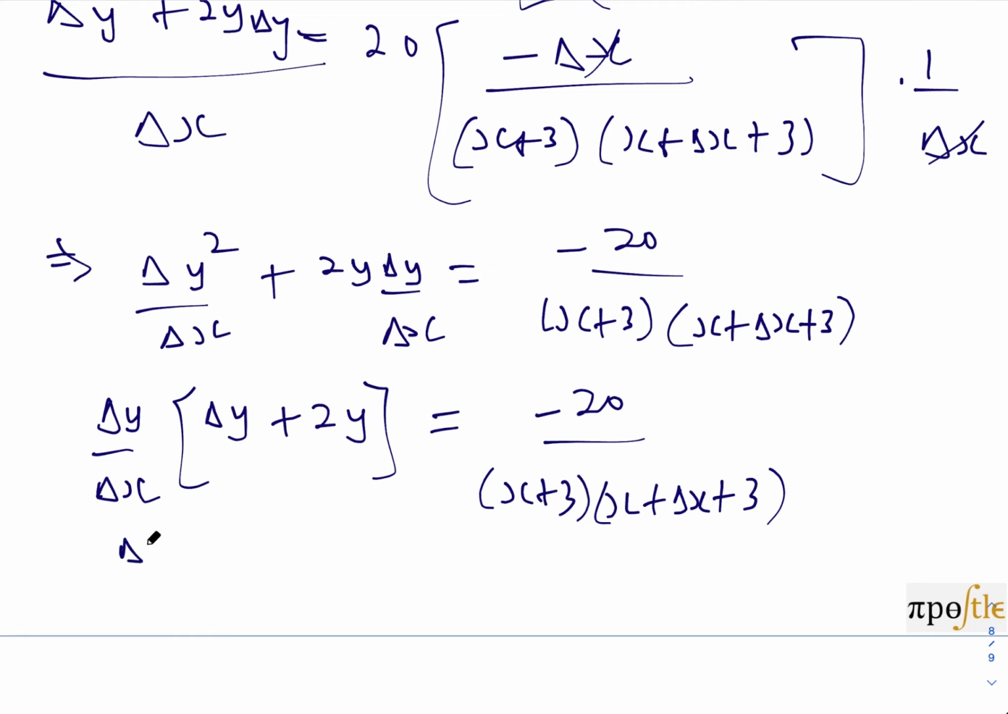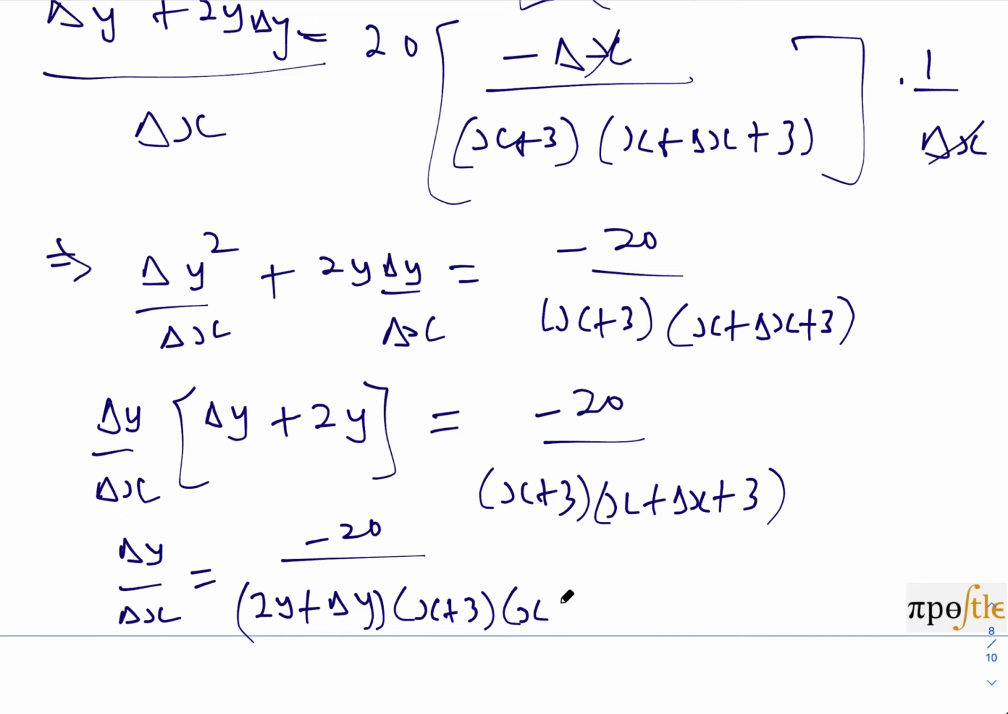Finally, I can say that change in y divided by change in x will be negative 20 divided by (2y plus delta y) multiplied by (x plus 3) multiplied by (x plus delta x plus 3). And what option is that? The correct option is option A, which is the correct answer to this problem.